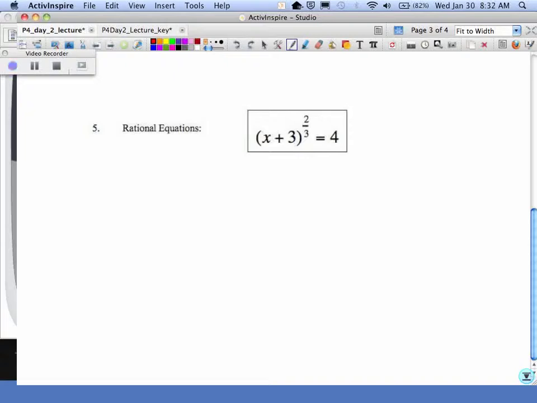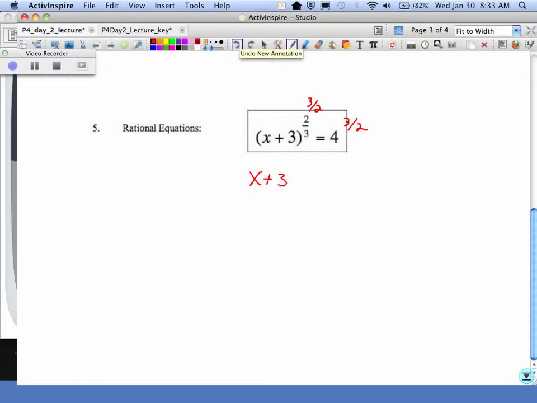So if I stack both sides with the 3 over 2, what happens when you take 3 over 2 times 2 over 3? What do you get? 6 over 6, or 1. So what you end up with is x plus 3 to the power of 1. Do I really need to write something to the power of 1? No. That's why the Algebra 2 textbook calls it an undoing exponent. You just raise it to the reciprocal power. Okay?